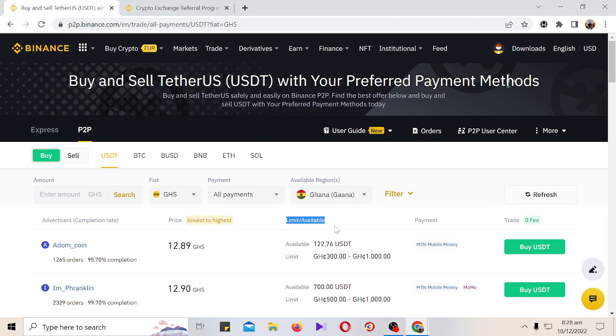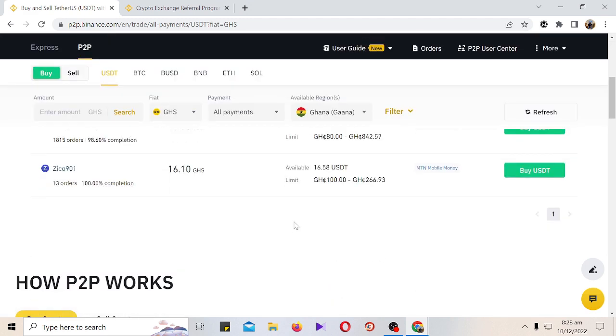Then we go to the limit here. The limit is the amount the person is willing to sell to you. So for this guy, Adam Coin, we can buy from 300 Ghana cedis to 1,000 Ghana cedis. That means we cannot buy less than 300 Ghana cedis, and we cannot buy more than 1,000 Ghana cedis. The payment is MTN. We can only pay him through MTN mobile money.